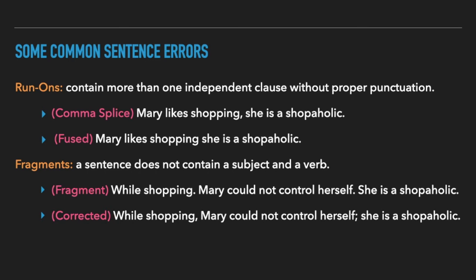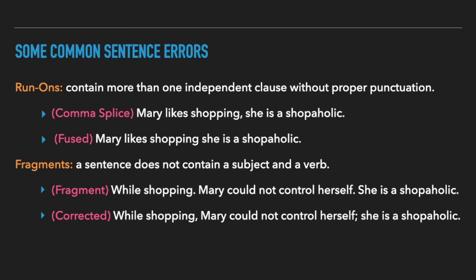Okay, in the next example, we see a fused sentence, and a fused sentence is basically the exact same thing as a comma splice. In fact, it's less common because most students and most people hear that, oh, I really do need a stop there, so they put a comma. It's just they don't realize that it really ought to be a period instead of a comma. So a fused sentence just puts the two independent clauses together. Mary likes shopping, she is a shopaholic. You can see that the sentence is basically identical to the first, it just doesn't have the comma.